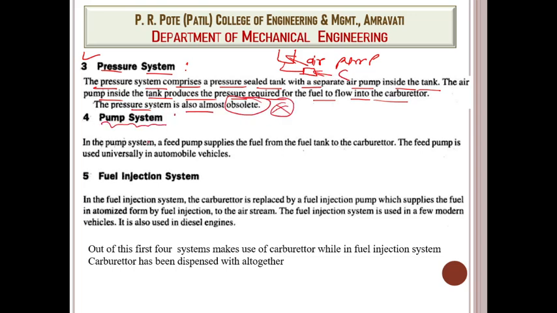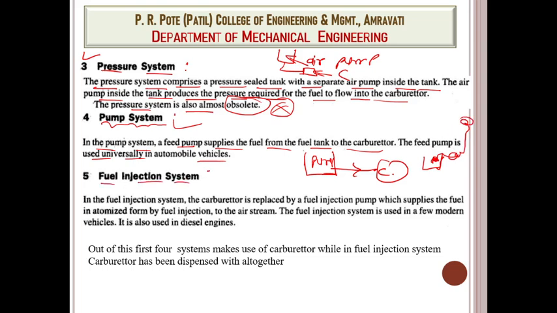Another is the pump system. In the pump system, a fuel pump supplies the fuel from the fuel tank to the carburetor. The feed pump is used universally in automobile vehicles. Nowadays we use the pump system. From this fuel tank, a pump is used, and this pump pumps the fuel into the carburetor, guys, similar to how we remove water from our well with the help of a pump.